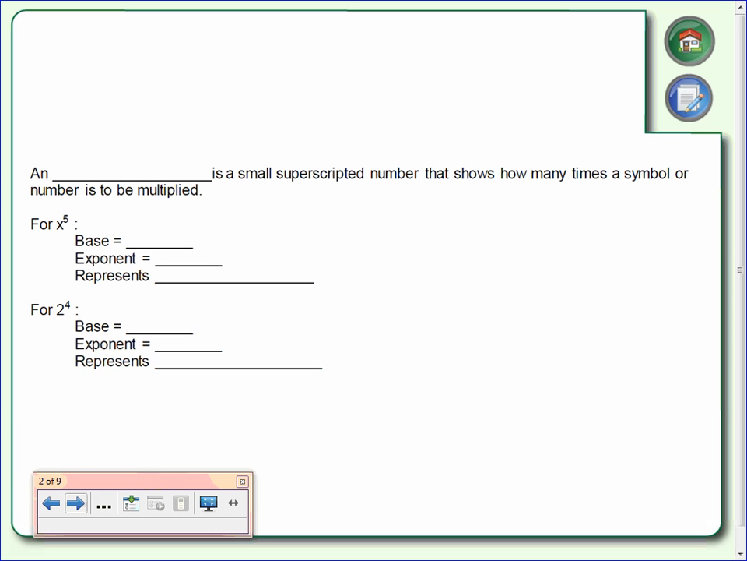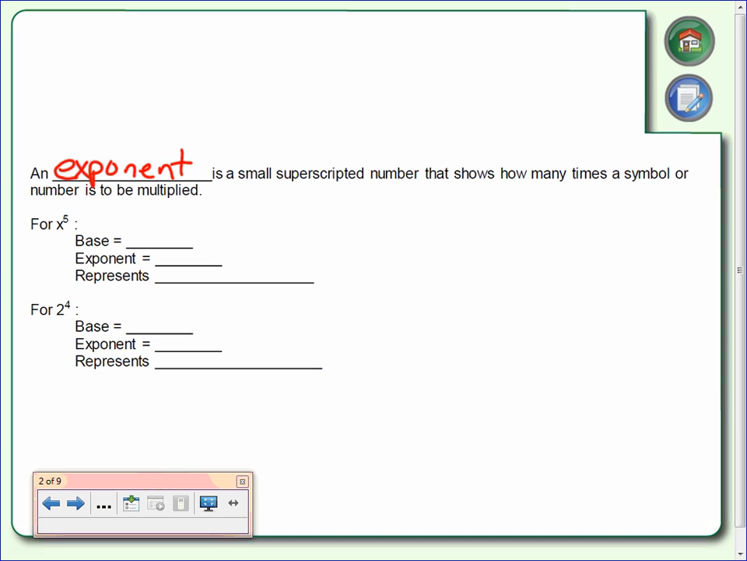And you guess what word's going to go in there? Exponent. All right, so right here, exponent. That's what we're going to be looking at today. An exponent is a small superscript. Superscript means it's at the top right-hand corner.